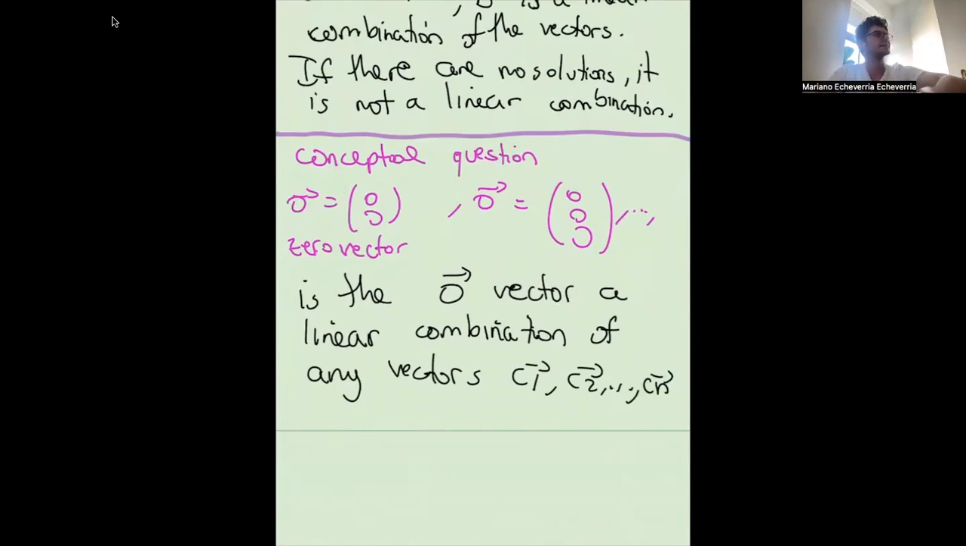I don't know if the question is making sense. I'm giving you some vectors, C1, C2, up to Cn. You don't know what they are. They are completely arbitrary. So I'm just asking, is a zero vector going to be a combination of these? Yes or no? What do you think the answer is going to be? I'm asking whether you can always make it a linear combination of them.